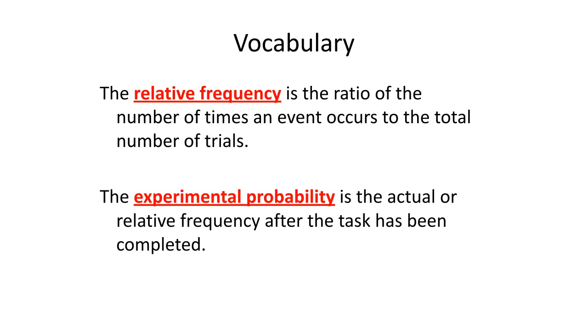First is our vocabulary. Relative frequency is the ratio of the number of times an event occurs to the total number of trials. Experimental probability is the actual or relative frequency after the task has been completed. Relative frequency and experimental probability are basically synonyms for each other.